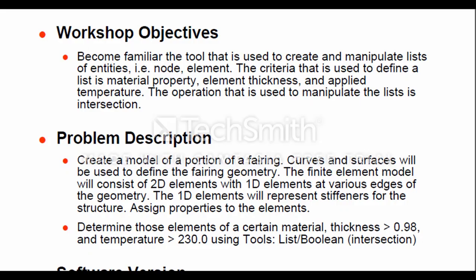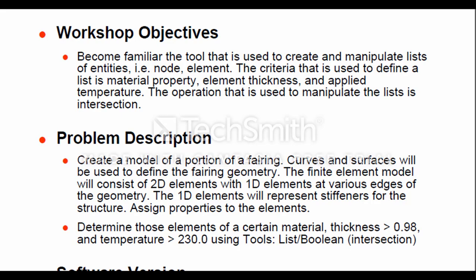In this video I'm going to show you how to do workshop number 11, titled Using Lists and Groups. The objective of this workshop is the following. Become familiar with the tool that is used to create and manipulate lists of entities: node, element. The criteria that is used to define a list is material property, element thickness, and applied temperature. The operation that is used to manipulate the list is intersection.